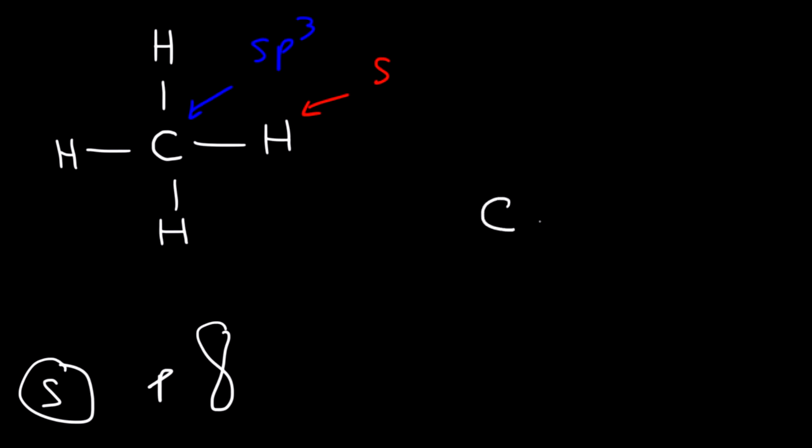So when drawn, the sigma bond between carbon and hydrogen is going to look something like this. This is going to be one of the sp3 hybrid orbitals, and it's going to overlap with the s orbital of a hydrogen atom. Now the overlap of atomic orbitals is known as a sigma bond. So let's draw the rest.